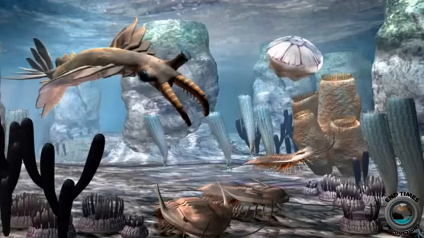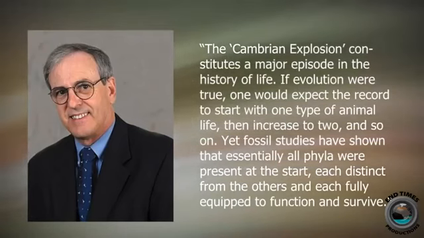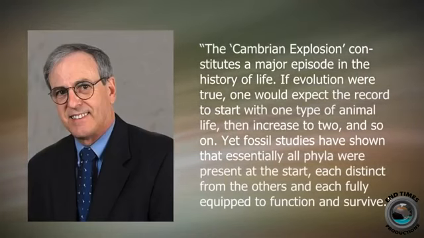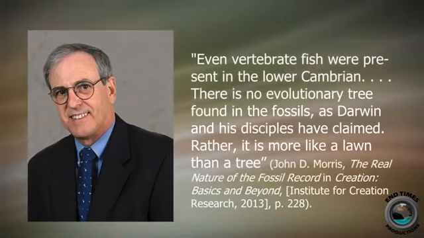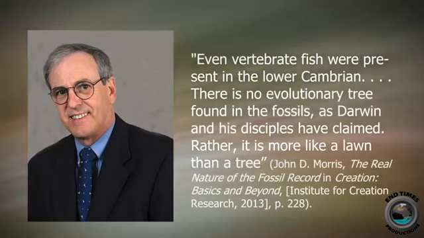Another aspect of the Cambrian explosion is brought out by John D. Morris, quote, the Cambrian explosion constitutes a major episode in the history of life. If evolution were true, one would expect the record to start with one type of animal, then increase to two, and so on. Yet fossil studies have shown that essentially all phyla were present at the start, each distinct from the others, and each fully equipped to function and survive. Even vertebrate fish were present in the Lower Cambrian. There is no evolutionary tree found in the fossils, as Darwin and his disciples have claimed. Rather, it is more like a lawn than a tree.